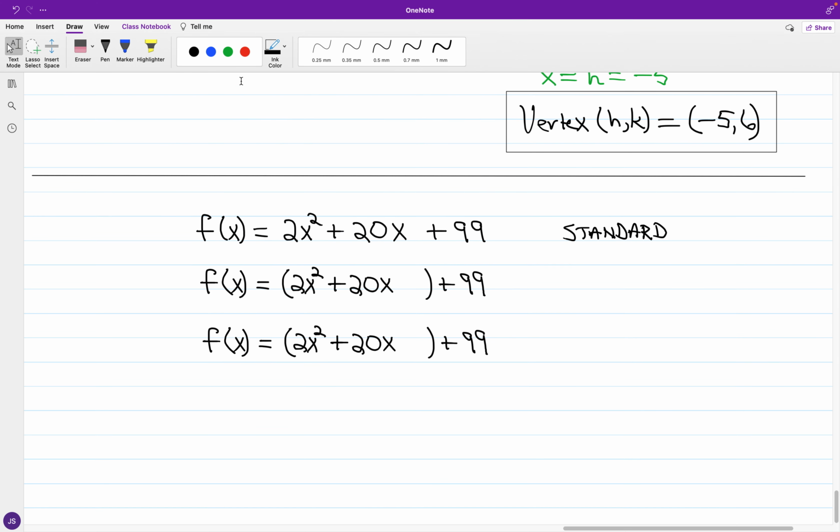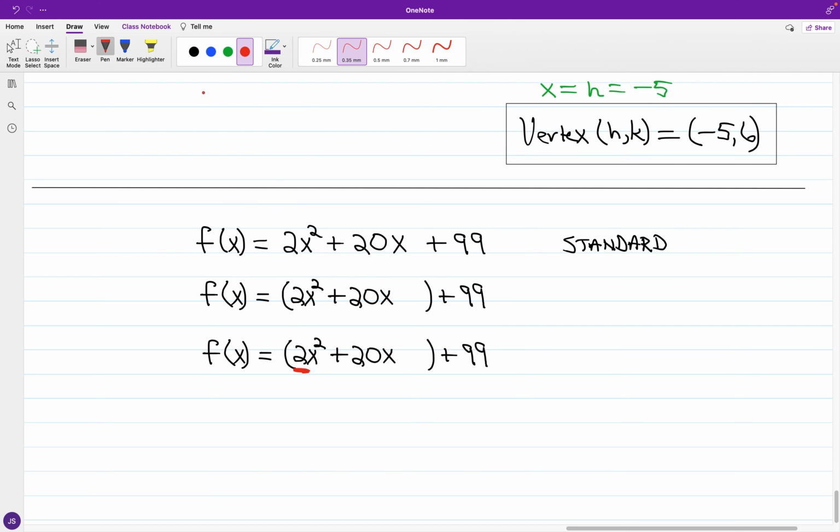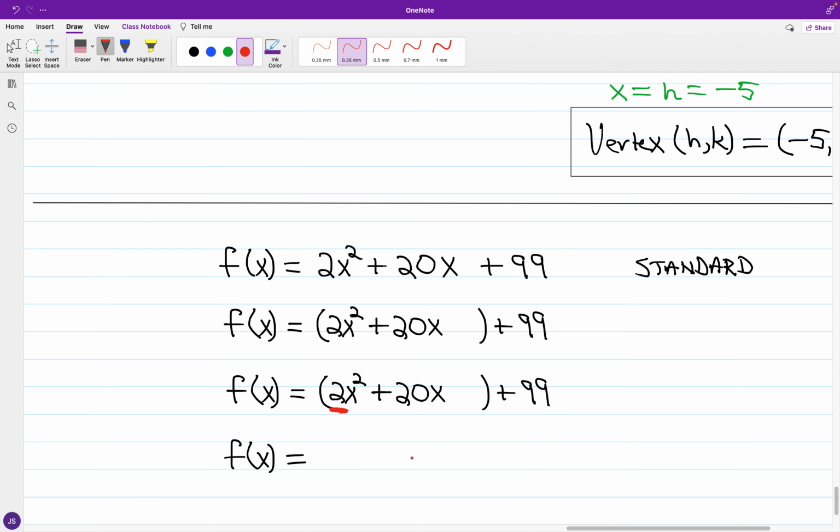Okay, so what I have here, I don't have x squared at the front, but 2x squared. So I'm going to factor out the 2 from the front. And just doing a little bit of color coding. Okay, so factoring out 2, we have 2 times the quantity of x squared plus 10x, followed by the addition of 99.